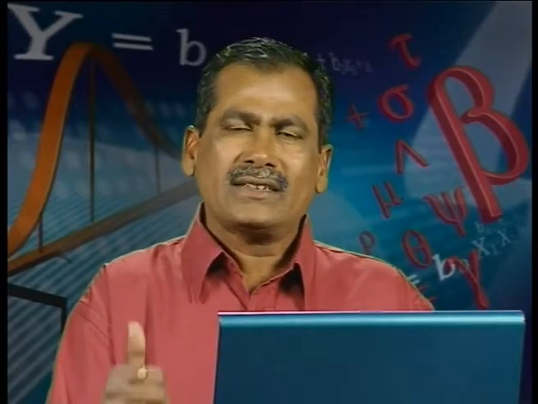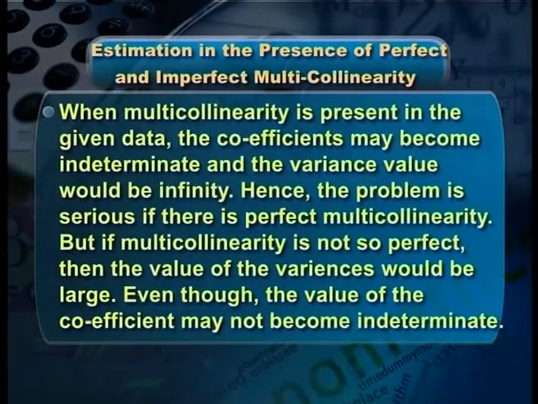Then if at all there is a problem of multicollinearity, how do we estimate the parameters? If there is a problem of multicollinearity in a given data, the coefficients may become indeterminate and the variance value would be infinity. If there is a perfect multicollinearity, the problem is more serious. If multicollinearity is less than perfect, the value of the variances would be large, although the value of the coefficient may not become indeterminate.